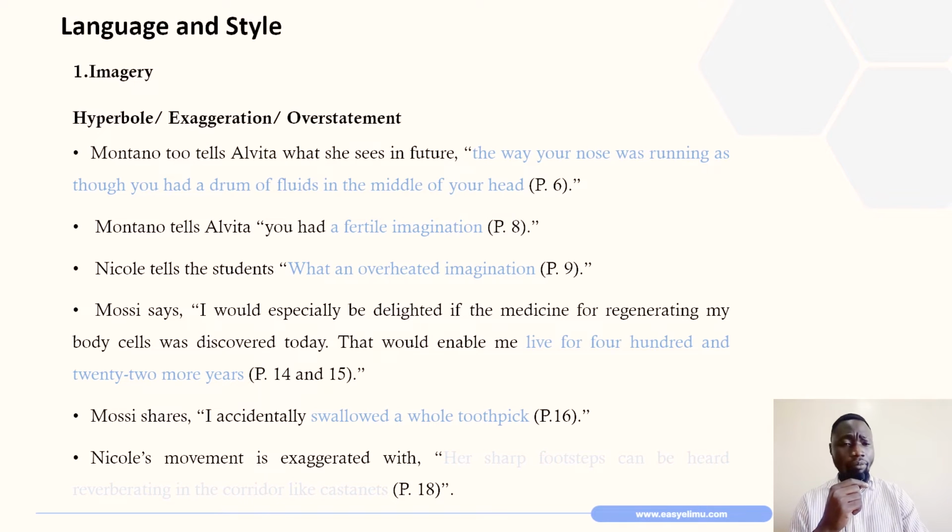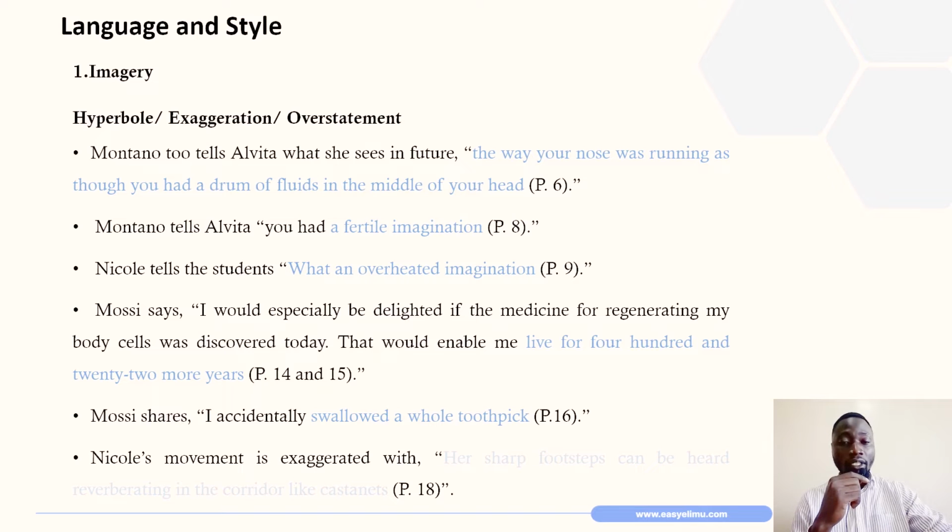So in Moses' statements, he says, I would especially be delighted if the medicine for regenerating my body cells was discovered today. That would enable me to live for 422 more years. So remember, he says this also sarcastically.